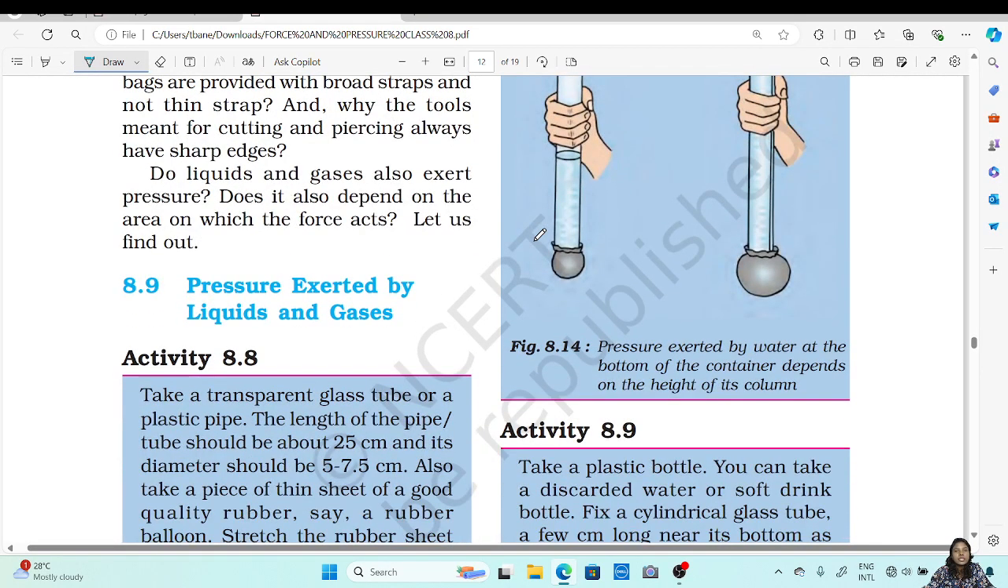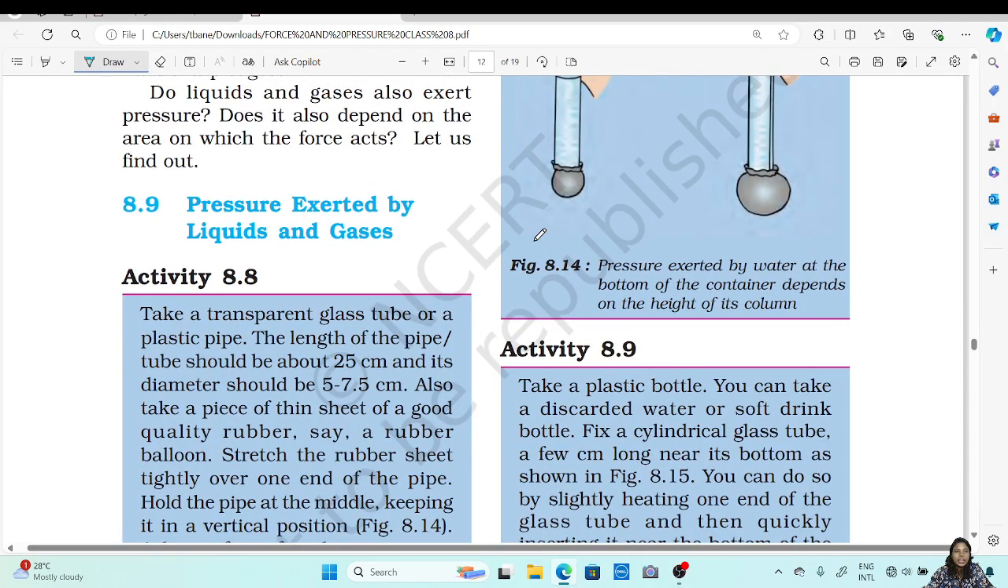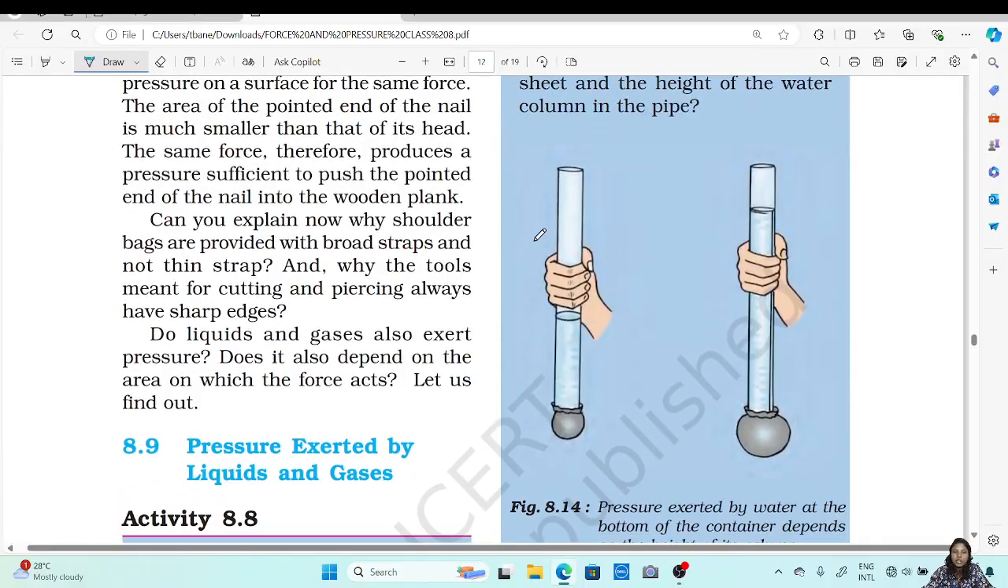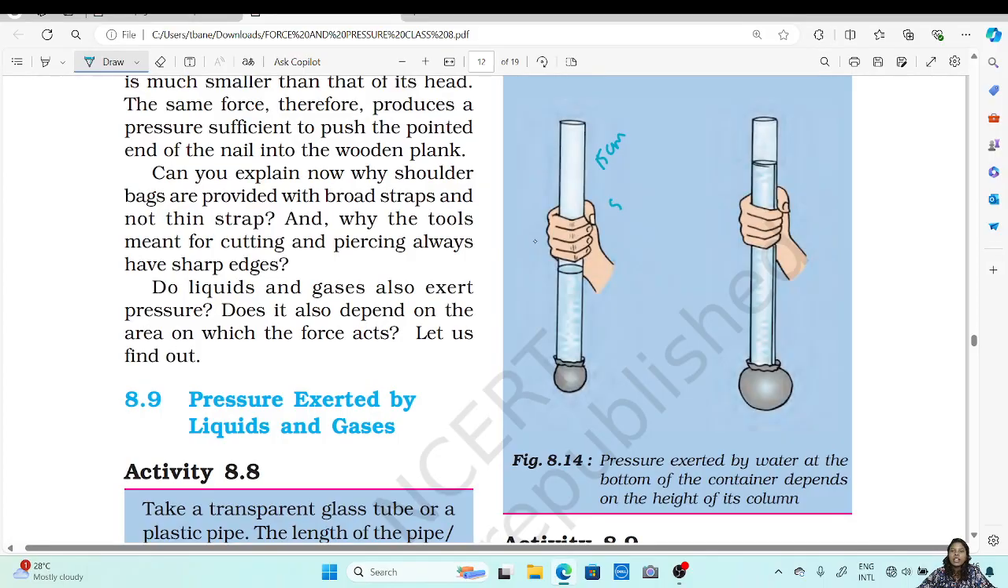Now, do liquids and gases also exert pressure? Does it also depend on the area on which the force acts? So here they have taken this pipe which is around 15 centimeter long, and its diameter is around 5 to 7.5 centimeter. And here they have taken a rubber sheet which they have stretched and placed at the end of that tube.